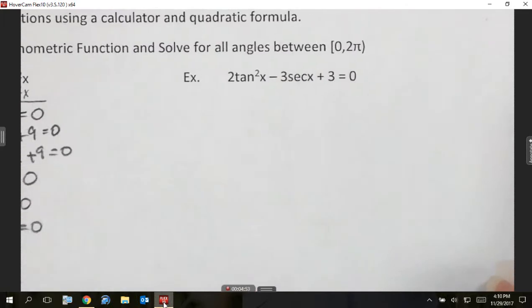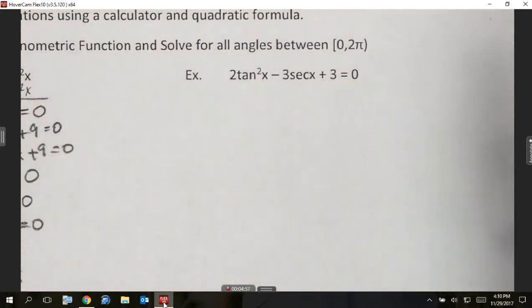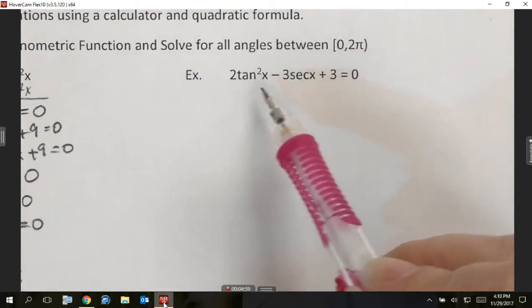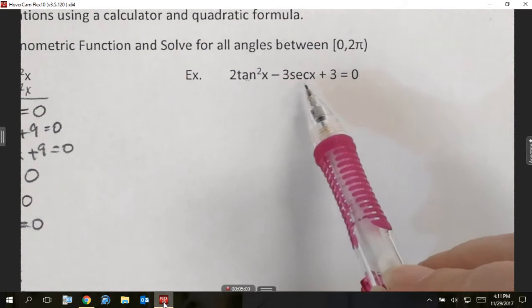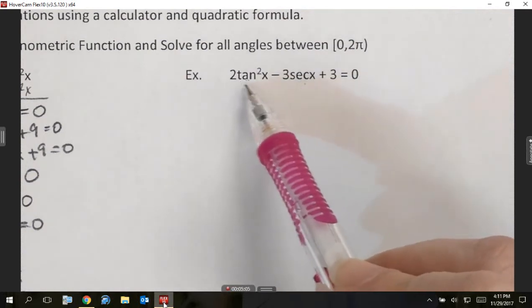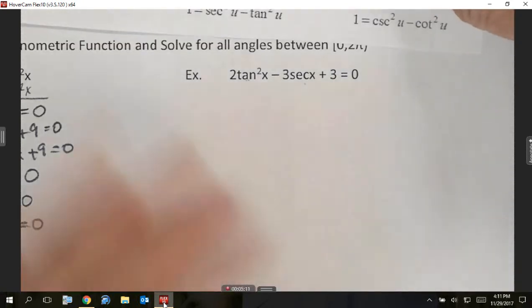All right, next example. 2 tangent squared x minus 3 secant x plus 3 equals 0. I look at these, and I've got tangent and then I've got a secant, and those aren't the same, so I can't factor it. But I do know that there is some sort of identity to make it a little bit easier on me.